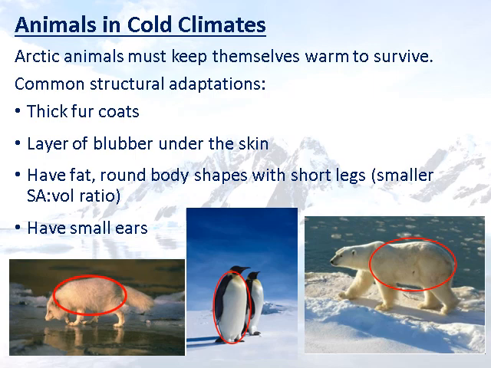They also have small ears as well. For example, a penguin, you can't see its ears. A polar bear's ears are tiny, as are the Arctic fox on the left there. Compared to a fox which lives in a warmer climate, their ears are much smaller.